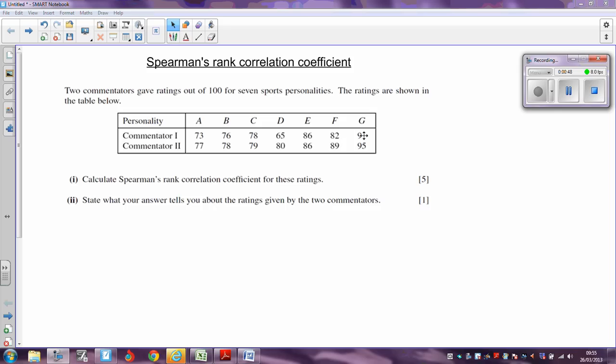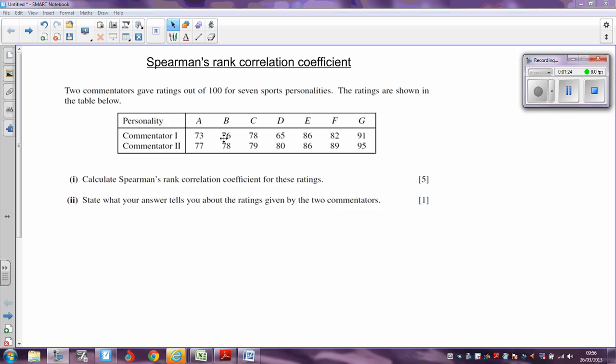So here's a question where two different commentators, commentator 1 and commentator 2, were asked to give ratings to 7 different sports personalities. So the sports personalities A, B, C, D, E, F, G, and each commentator was asked to give that sports personality a mark out of 100. So commentator 1 gave A 73 out of 100 and B 76 out of 100. And we're just going to see whether there's any agreement, if you like, between commentator 1 and commentator 2.